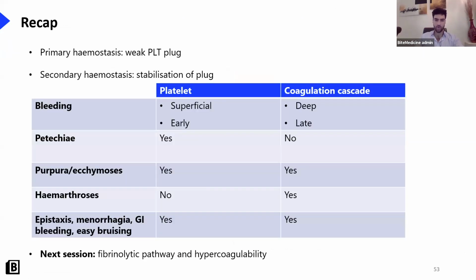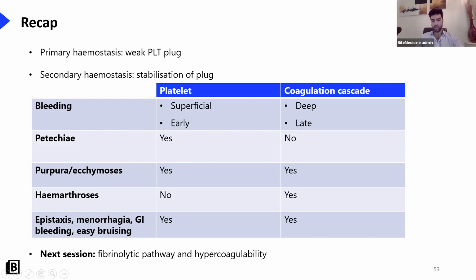Here's a recap, and this is quite important, this table actually, but the point is primary hemostasis forms a weak platelet plug. Secondary hemostasis comes along and stabilizes that platelet plug. Bleeding in platelet disorders is superficial and it occurs early on. In the coagulation cascade disorders, you get deep bleeding and you get late bleeding. Petechiae is more associated with platelets. You can get purpura and ecchymoses in both. Hemarthrosis, so bleeding into joints, is classically associated with coagulation cascade disorders. And you can get all of these, epistaxis, etc., in both disease types.